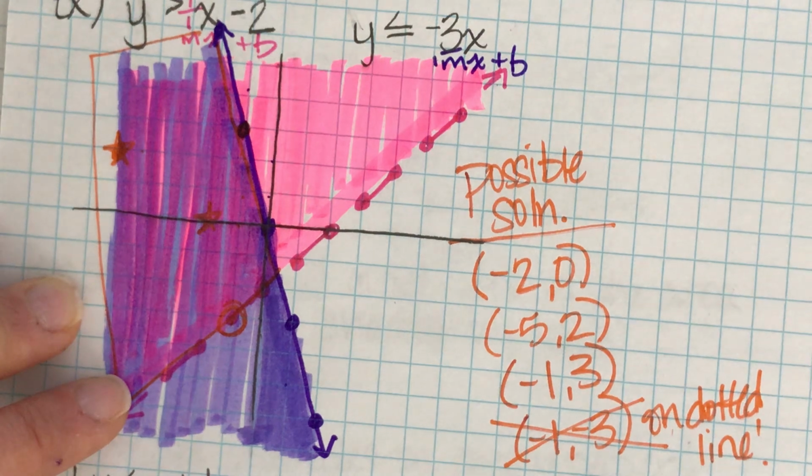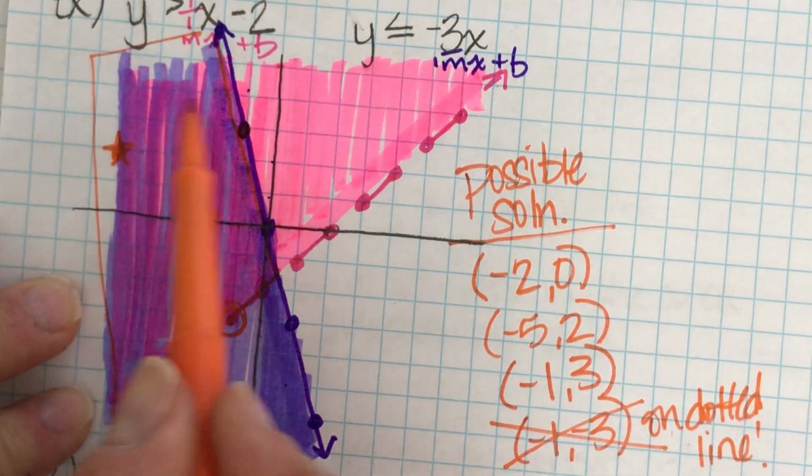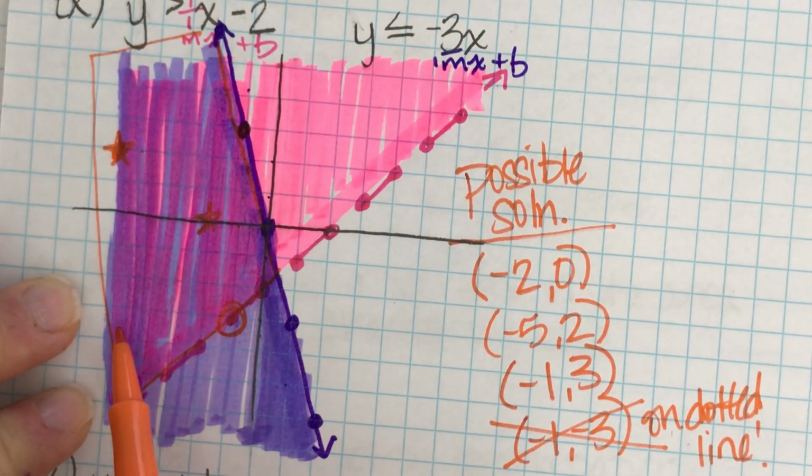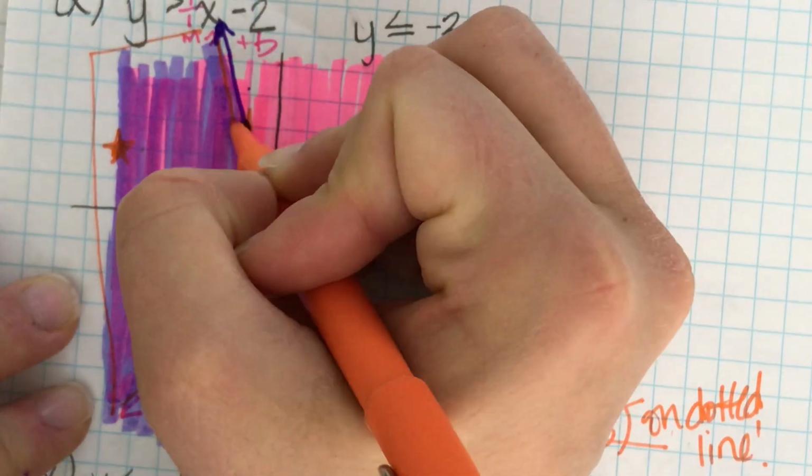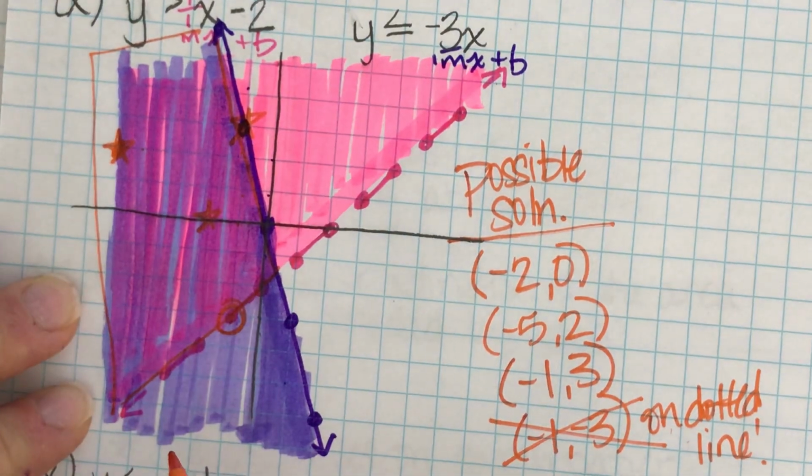So you just graph them and then look for any point. And seriously, there's like an infinite number of values that you could pick over here. I just picked a few as kind of examples of ones that would count as solutions, okay?